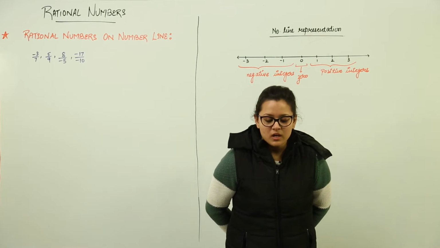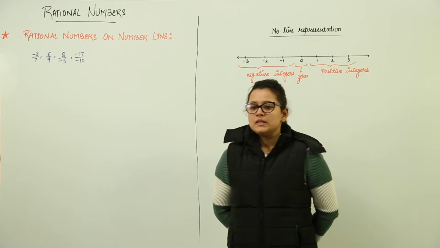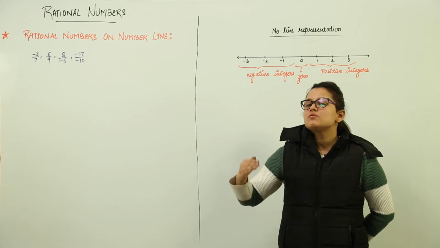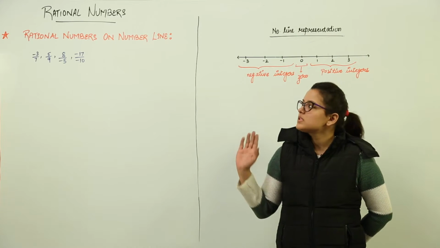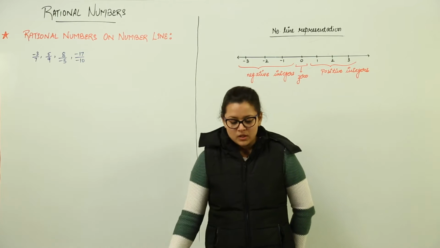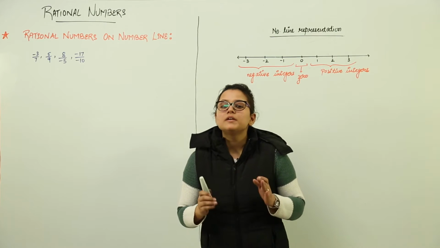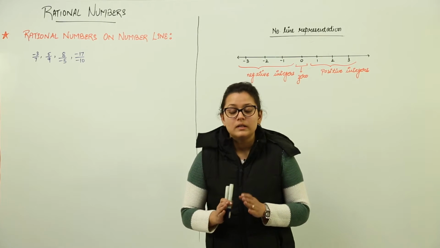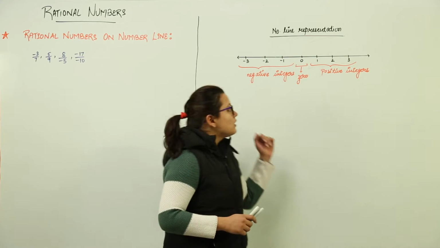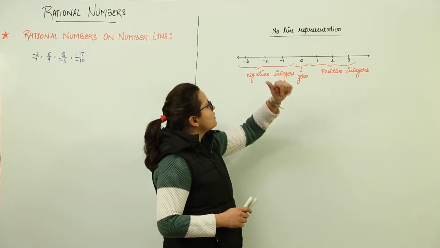Okay, now starting with the next topic, let us first revise what we have done in the previous classes, because that is somehow related with the next topic. We have already done number line representation, right? Let us revise that part first. How was number line representation done?